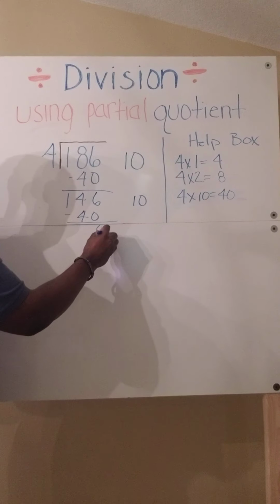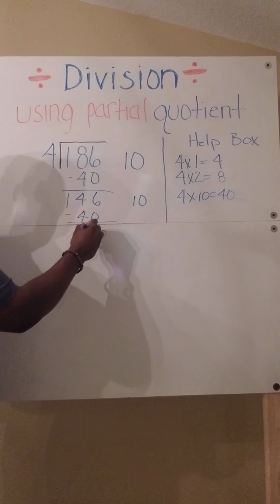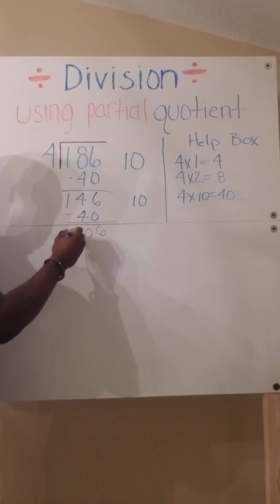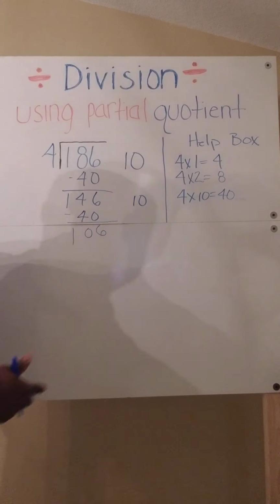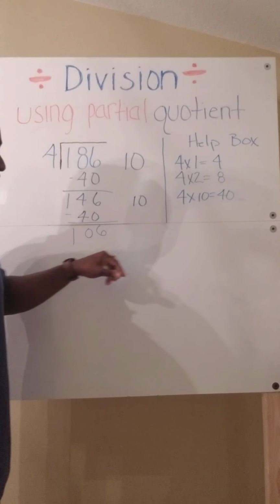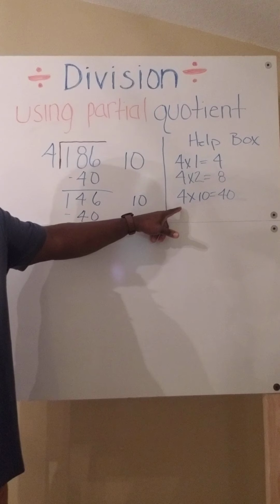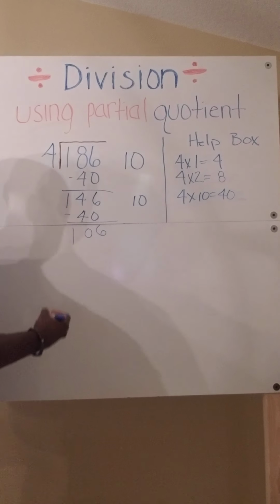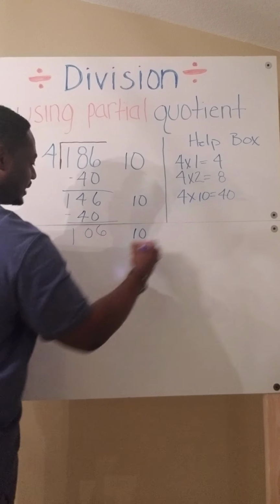That's going to leave me with 0 from 6 is 6. 4 from itself is 0. I'm going to bring my 1 down. Again, my number is getting a lot smaller. Repeat the same steps. 4 times what number, according to my help box, will get me as close as I can to 106 without going over? The closest number is 4 times 10. So I'm going to write my 10 off to the side. 4 times 10 is 40.